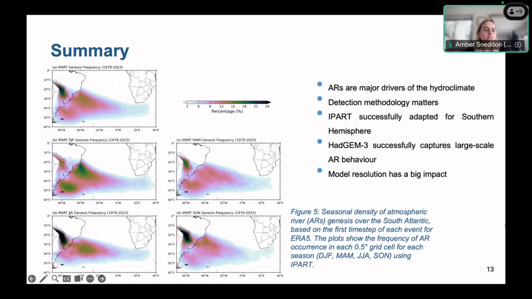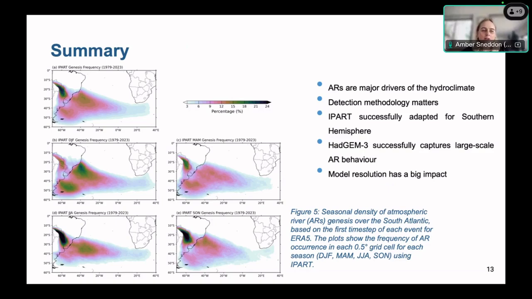Just to summarize, this work demonstrates that atmospheric river detection methodology and model resolution play a big role in the climatology that's produced. Through regional tuning, we've managed to get an image processing algorithm to successfully work for the Southern Hemisphere. The initial things we've seen with HadGEM is that it successfully captures the large-scale atmospheric river behavior, and we're hoping that the high resolution will be even better than the medium resolution because the model resolution does play a big role.